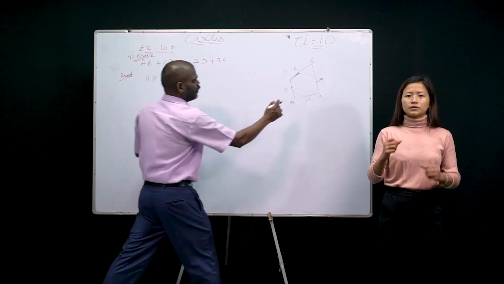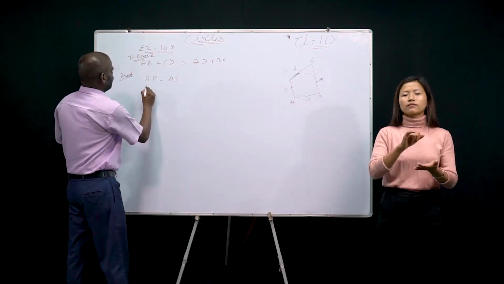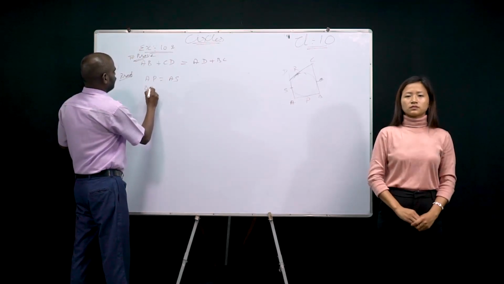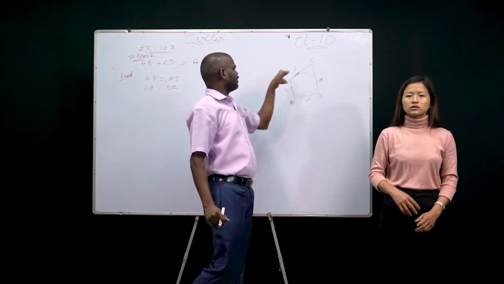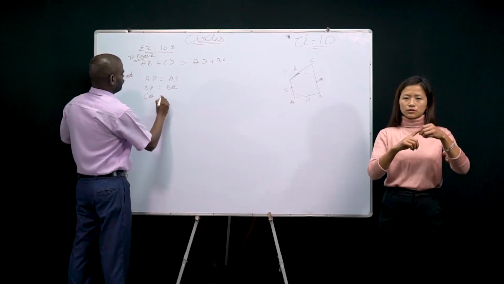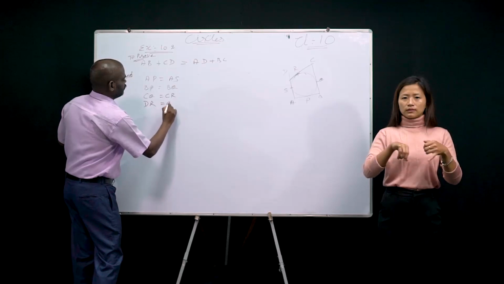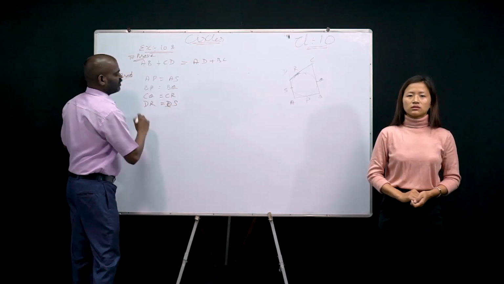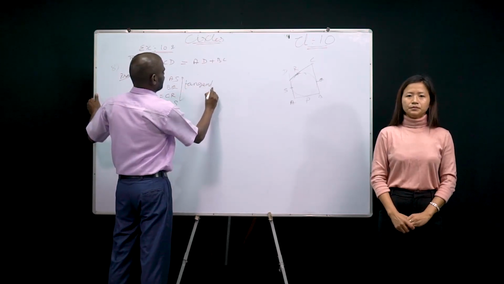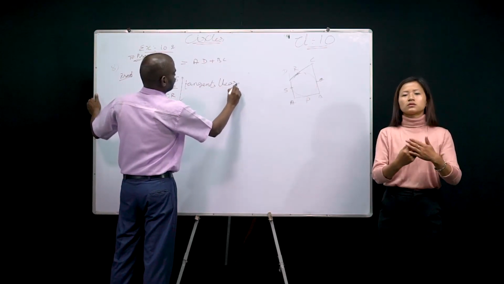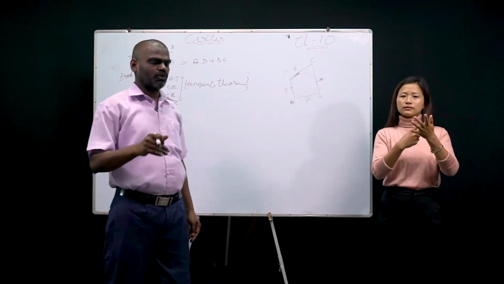What about BP and BQ? BP and BQ are also equal, right? What about CQ and CR? Also equal. What about DR and DS? Also equal. Reason? Tangents theorem. In the previous class we learned this, right?